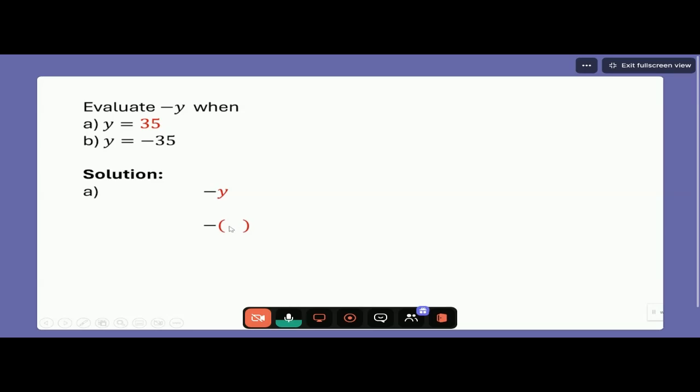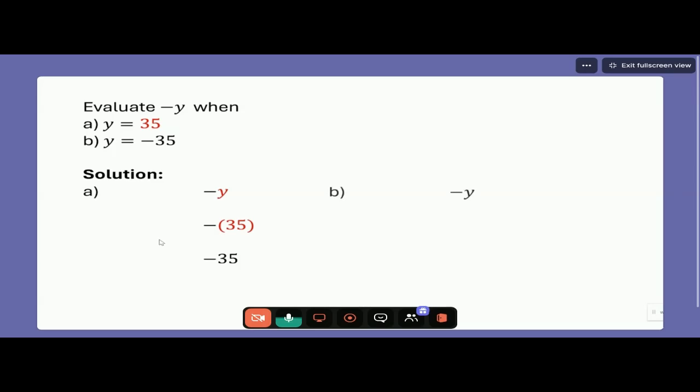What is going to go in that bracket? The value of y that they have told us, 35. So we put that 35 in the bracket. And now we look at what we have. We have the negative of, now inside this bracket, this just evaluates to 35, right? Bracket 35 bracket, that's just 35, but there's a negative sign in front. So our final answer here is negative 35.